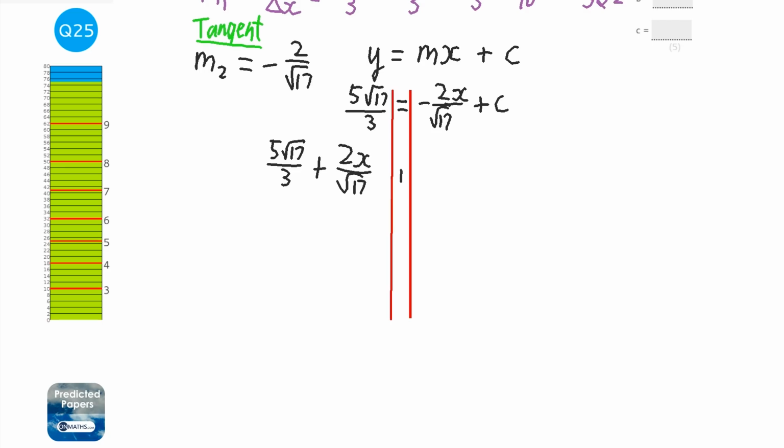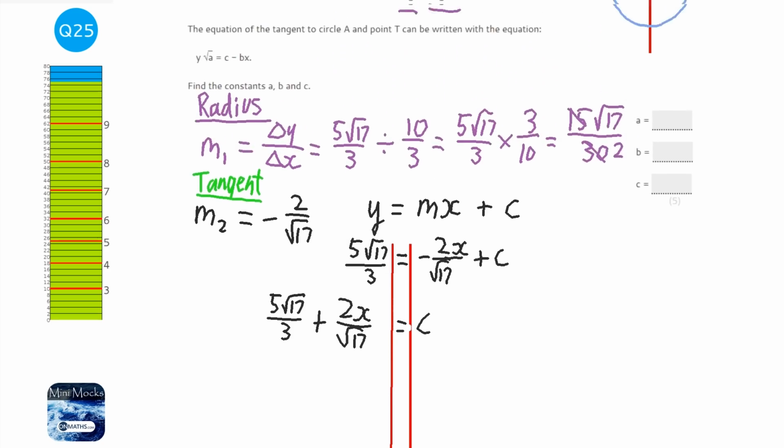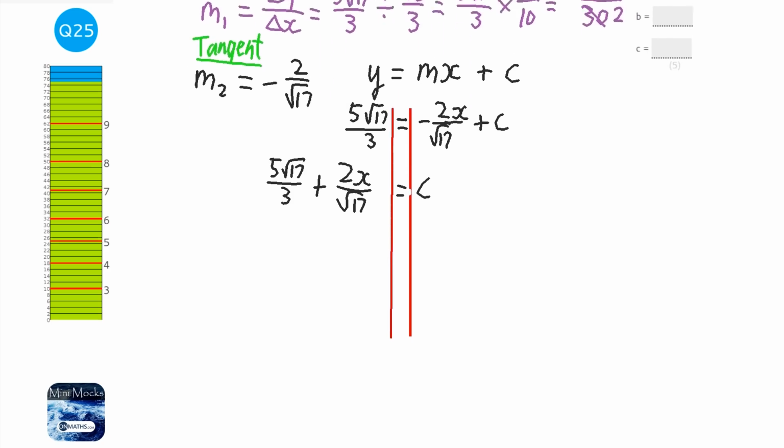Now, let's get rid of that. Equals c. Now I left that x in just so that we could give ourselves a bit of room, so I could show you a little bit easier what's happening. But I'm going to substitute that x in, and so that x is 10 over 3.